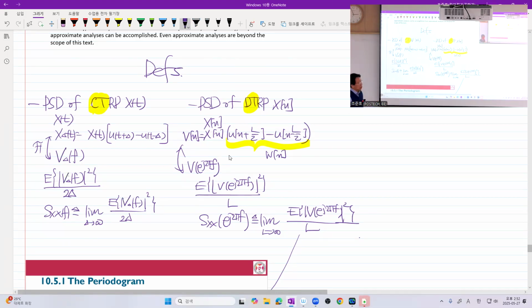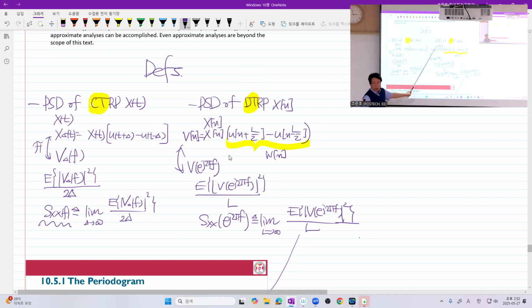Got it? So X is Fourier transformed to have V. And this V is a random signal again. So we take the average of the magnitude square. And we divide it by the length of the window, 2 delta. And take the limit of this function of f, by the way, this is a function of frequency. If it converges, then it is called the power spectral density of the original random process X.